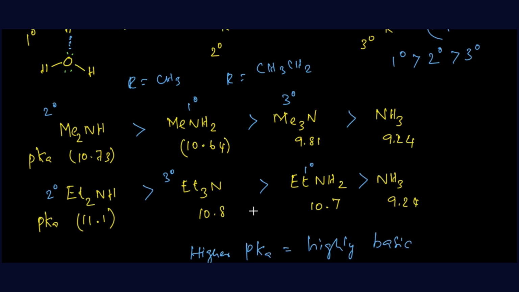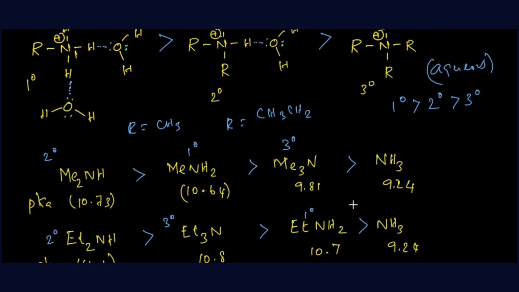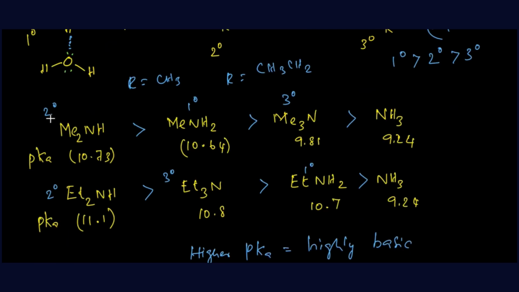Okay, you see here I have given the pKa value. Here this is 10.73. Please remember that a higher pKa value means it is highly basic in nature. So in conclusion, in solvation and steric effect, the hydrogen bonding is also affected by the size of the alkyl group. Okay, that we should remember.